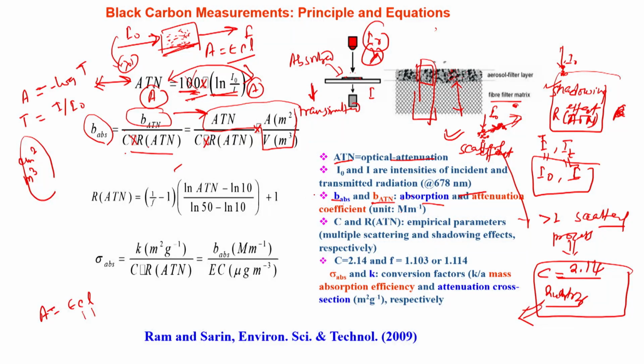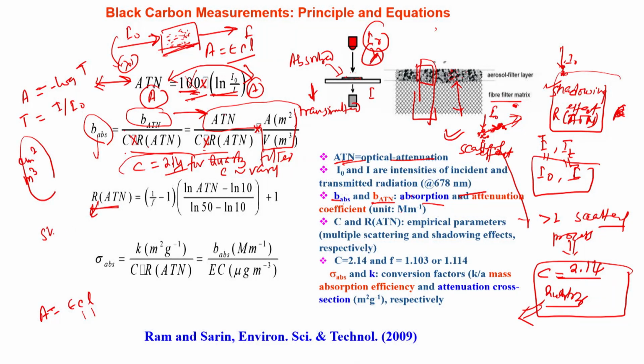And then you do this calculation. So, B absorption can be written as attenuation upon C into R attenuation, into area upon volume, with their respective units. This is the absorption coefficient I talked about. Then R attenuation: C is just taken as 2.14 for quartz filter. If you are using other filters, C will vary. And R attenuation is given by, not attenuation coefficient, what is this one?